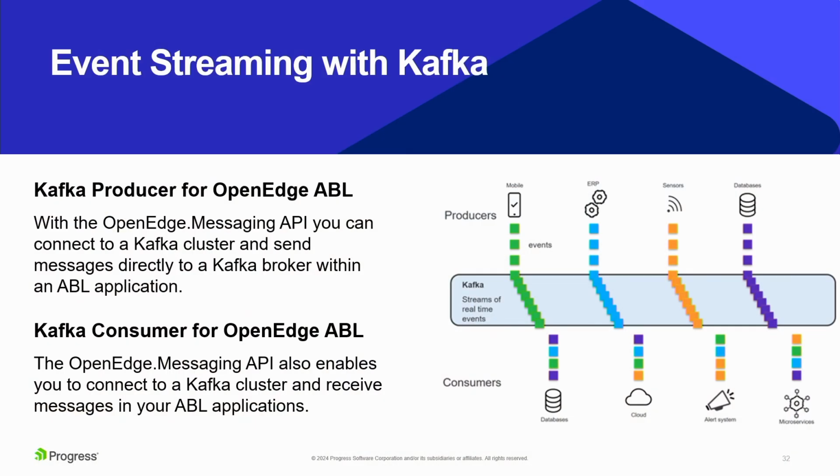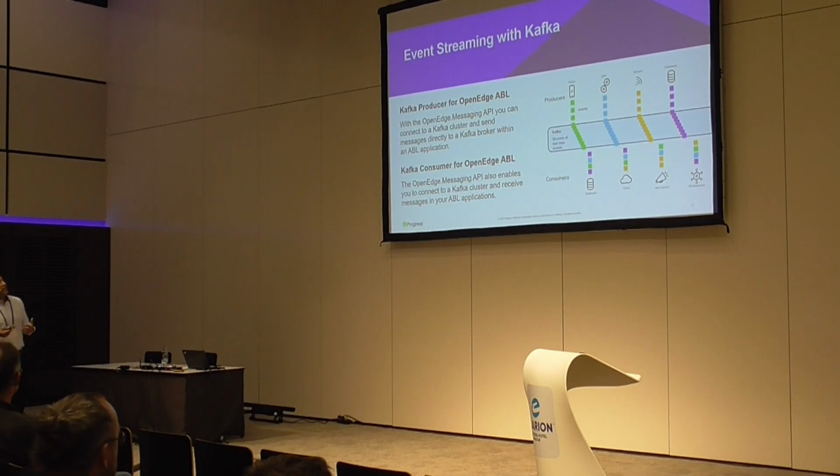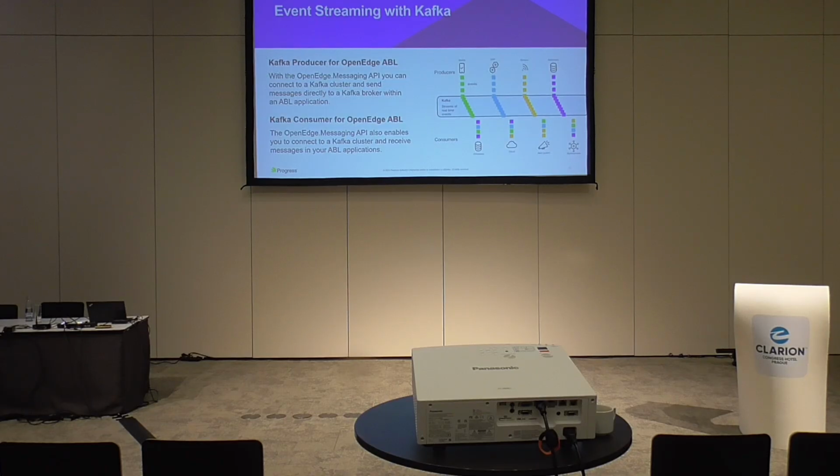The second half of the equation is that those messages, again, need to be consumed a lot of times by other disparate business applications. And so now you have this producer to consumer environment, I would just call it that, that can take place. Now you can utilize the OpenEdge messaging API to not only connect to a Kafka cluster and send messages, but also receive messages directly from your ABL applications. So in a lot of respects, this connects you to the outside world like nothing else that we've introduced in the past.